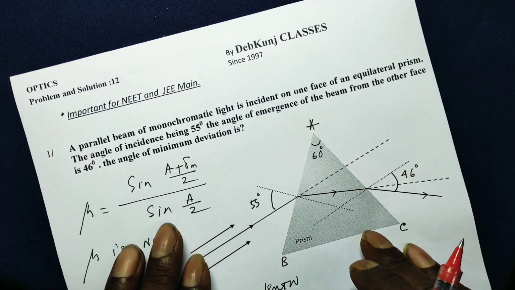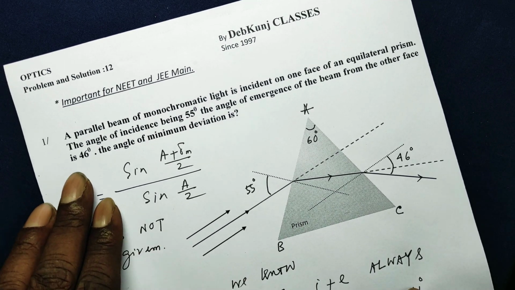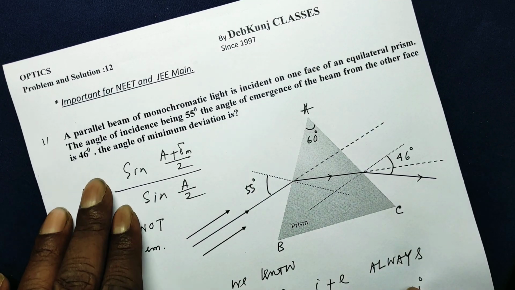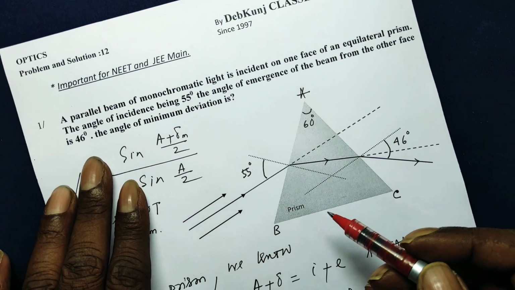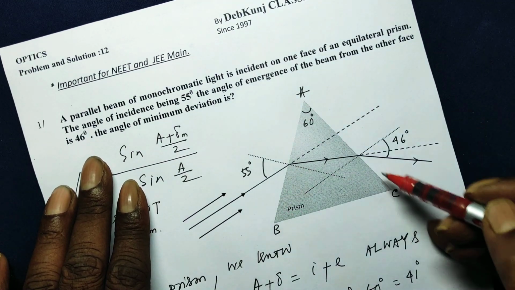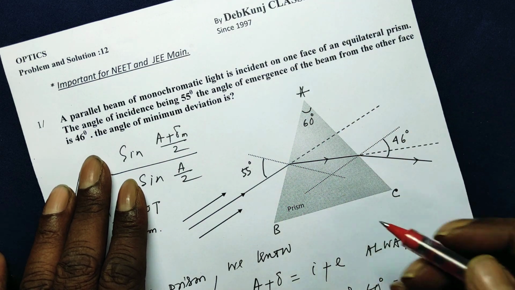Let us solve another numerical problem from refraction of light through a glass prism. Important for NEET and JEE Main. As you can look at the diagram, ABC is a glass prism. This angle is given as 60 degree.